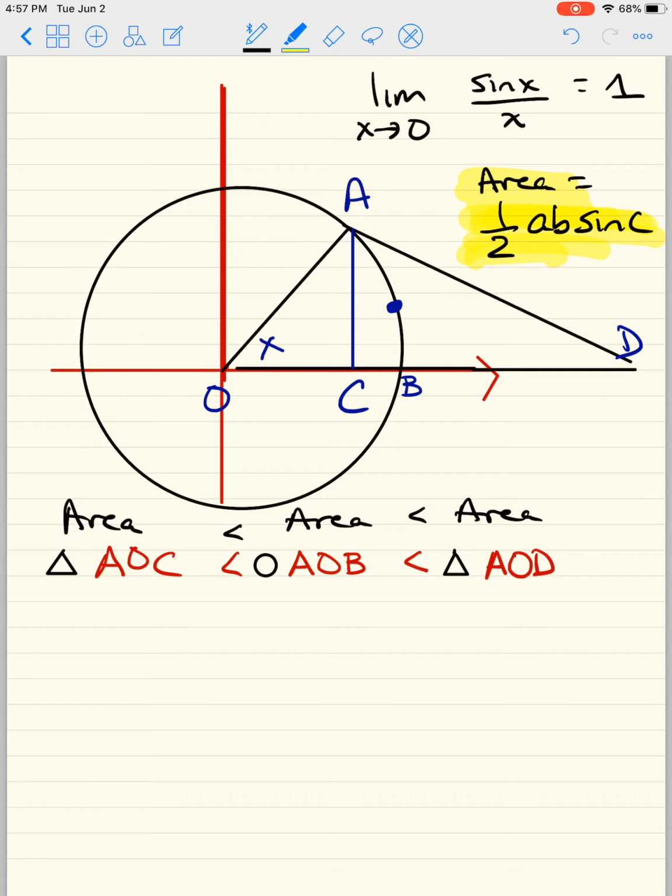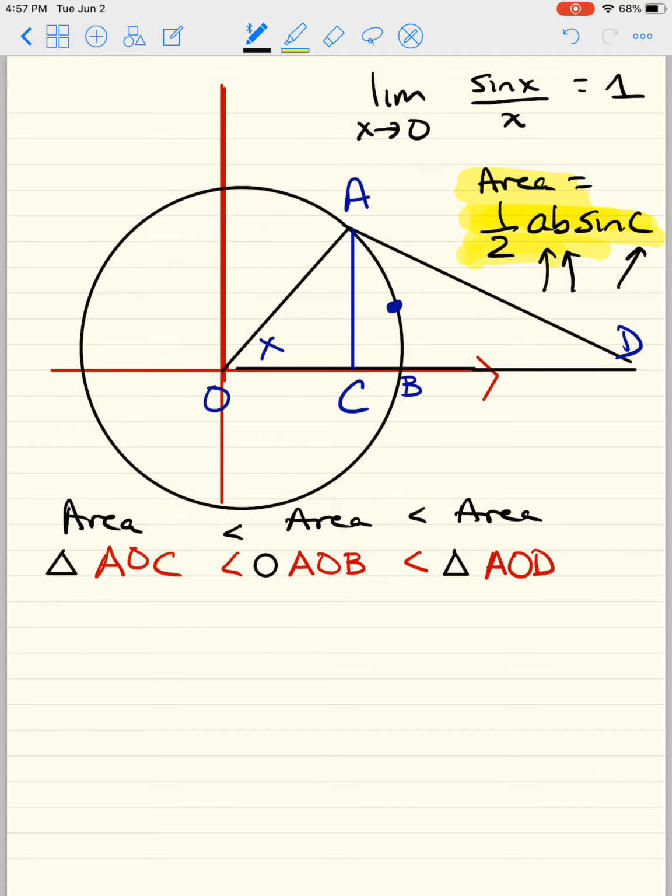Now, A, B, and C are just arbitrary letters. So I want you guys just to remind yourself that the area of a triangle is any two sides as long as you have the angle in between them. So you take 1/2 any two sides as long as you have the angle in between them.